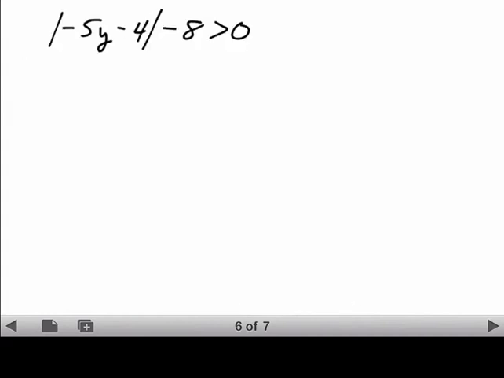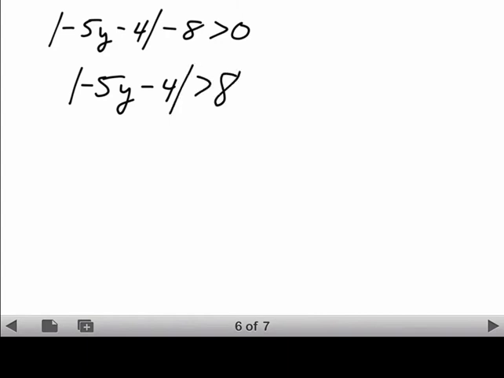Here we have the absolute value of negative 5y minus 4, minus 8 is greater than 0. And why don't you try this one on your own? Okay, our first step is going to be to add 8 to both sides. So I have the absolute value of negative 5y minus 4 is greater than 8.